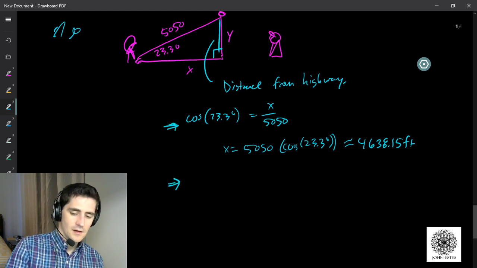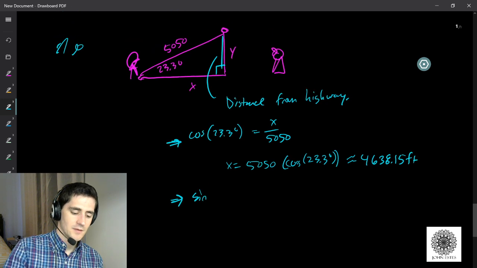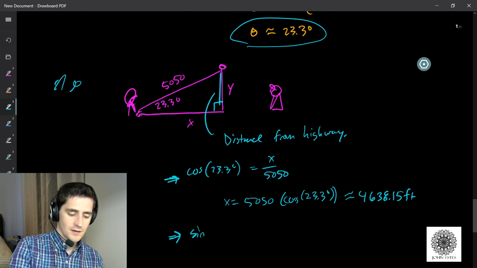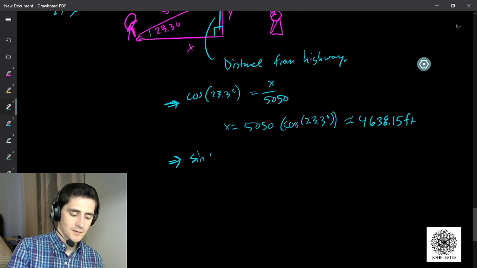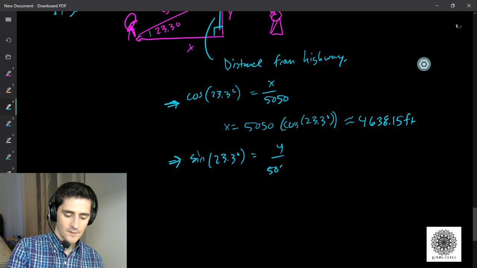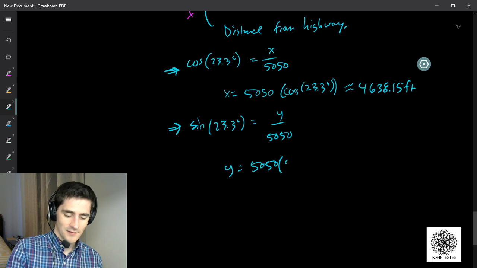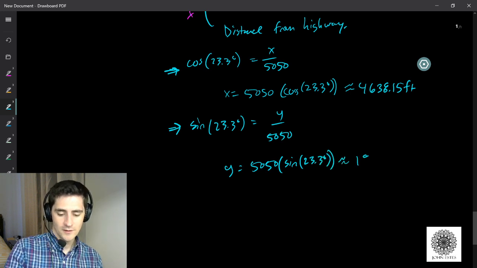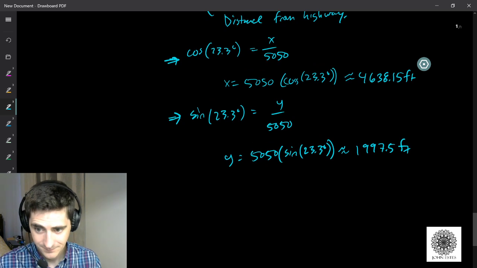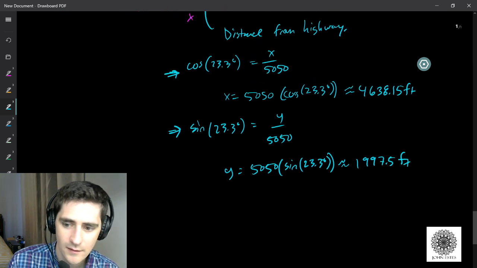The y value, I just use sine instead of cosine, right? Because look again, cosine is adjacent over hypotenuse. That would help me solve for x. Sine is opposite over hypotenuse. So I know that sine of 23.3 degrees is y over this 5,050. So then y, I'm just following the same work as last time, just replacing cosine with sine. And when you work that out, you should get approximately 1,997.5 feet.